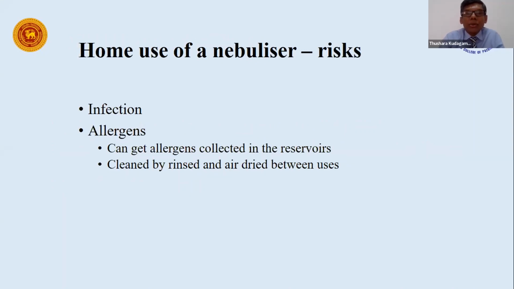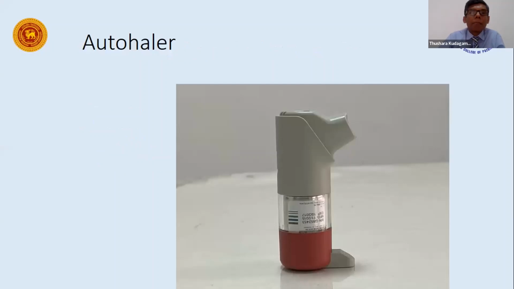Can I use a nebulizer at home? Yes, but with some risk, of course, with infection and allergens getting collected in the reservoir. So if you're using it, please make sure that you clean the reservoirs regularly. And also to prevent infection, you have to clean, rinse and air dry after use.